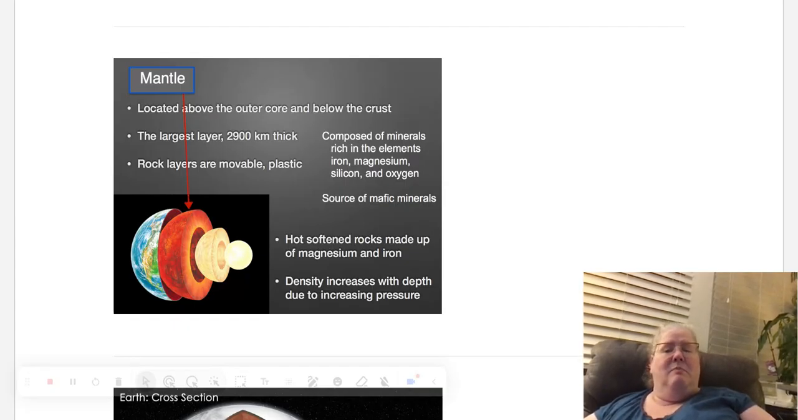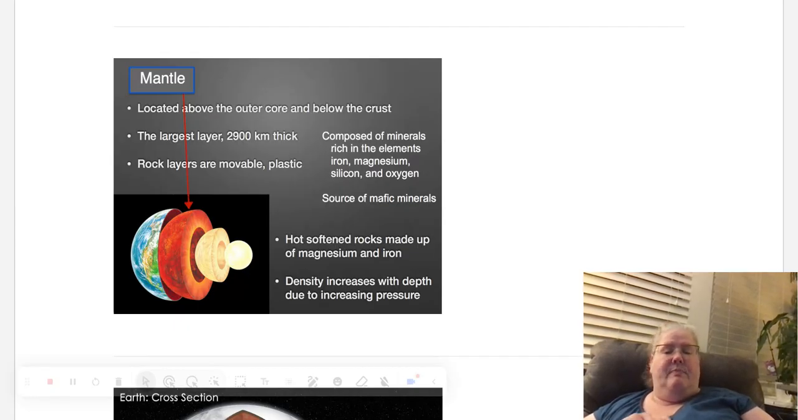And these are basically plastic, movable. Think of kind of like silly putty consistency. It's composed of minerals rich in elements such as iron, magnesium, silicon, and oxygen. And these are the source of our mafic minerals. So if you go back to rocks, remember our mafic is our handy dandy rocks that make up what? Think about it for a second. Are those our continental rocks or are those our basaltic rocks?